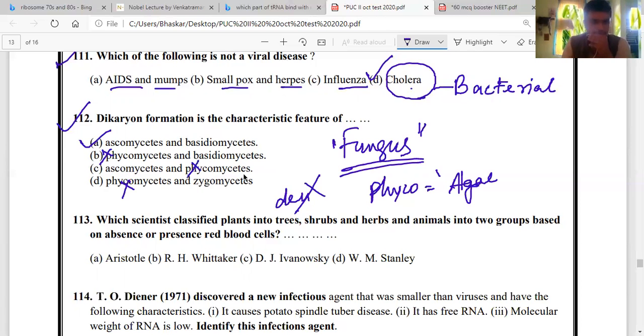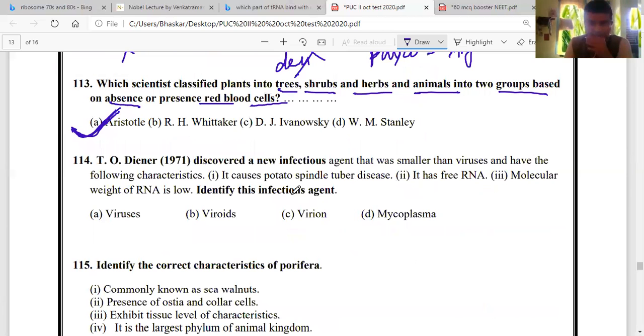Now, which scientist classified plants into trees, shrubs, herbs, and animals into two groups based on the presence or absence of red blood cells? You know the father of biology, Aristotle, as we have discussed in the class. So he gave that type of classification, and the two kingdom concept was given by the father of taxonomy, Carolus Linnaeus.